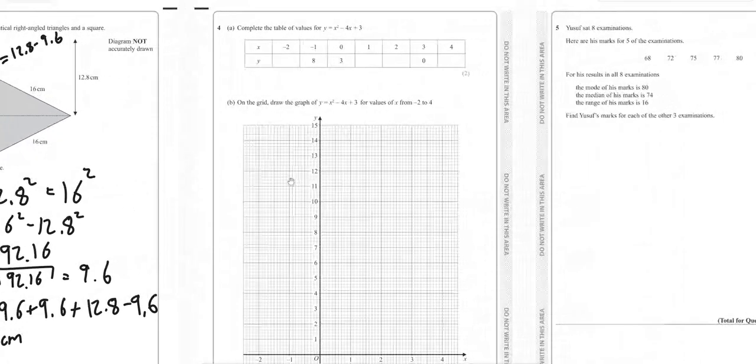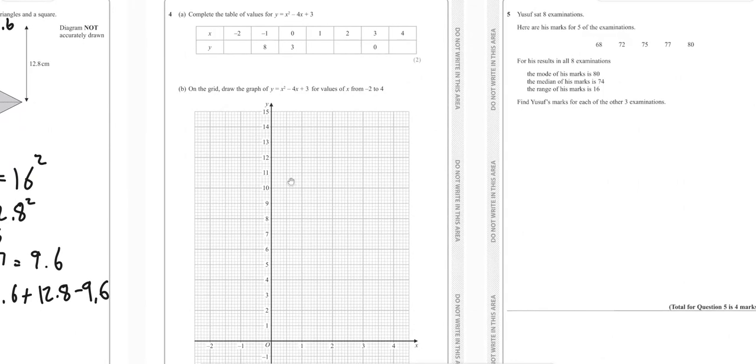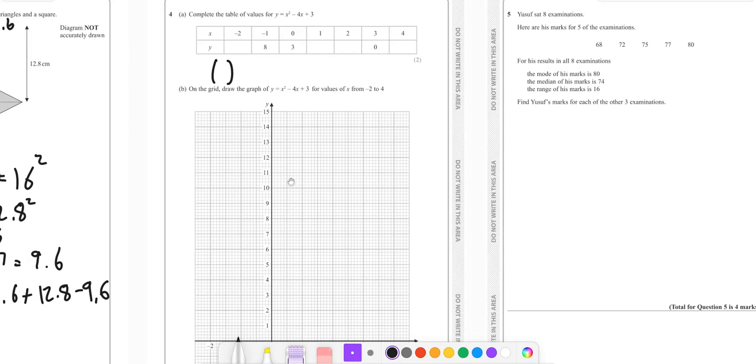Okay, question 4. Copy and complete the table of values for this. So the key with this is how we put it in our calculator. So for the -2 one, I'll just write out what you've actually got to type in your calculator. You've got to put brackets around the -2, otherwise your calculator doesn't realise you're squaring the negative. Then -4 times -2 plus 3. Okay, so you've got to do that for each of them.